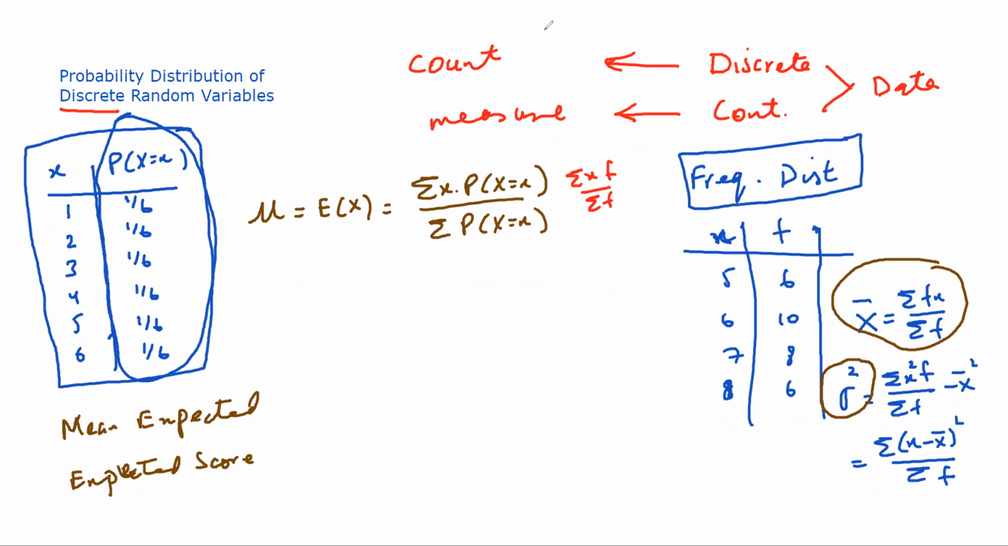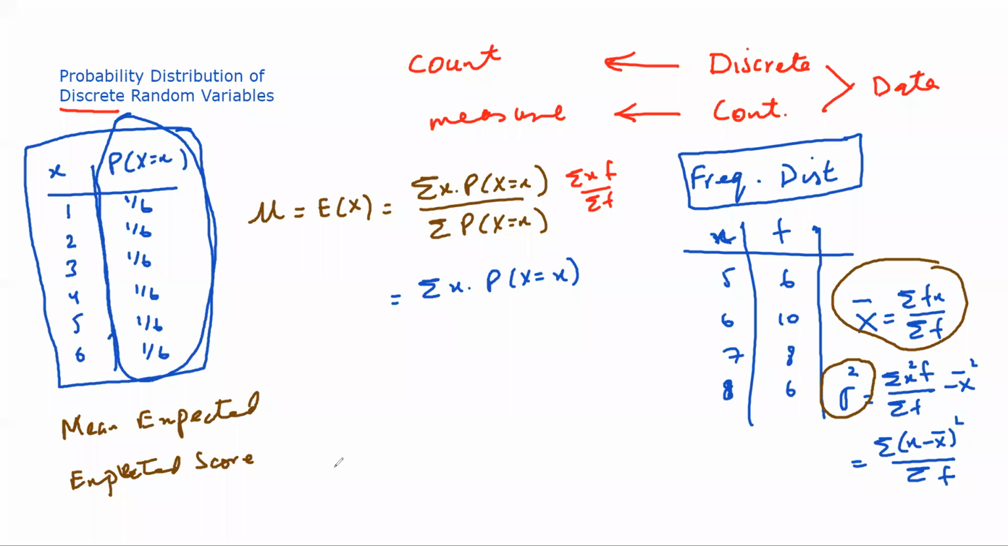Now, instead of using the whole formula, we just use sigma x into the probability X equal to x. Why am I not writing the denominator here? Because it will be equal to 1. Exactly. Because sigma probability X equal to x means the sum of all the probabilities. Since it is 1, there is no need to write it down.